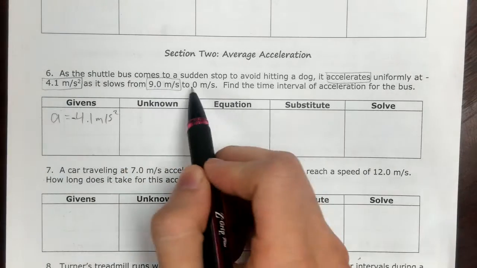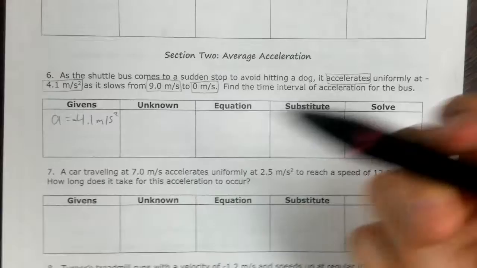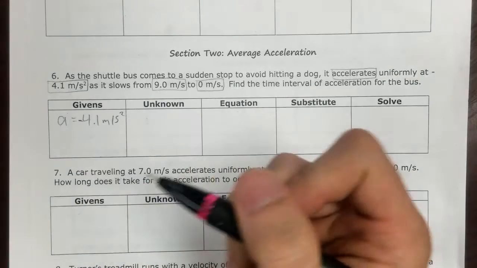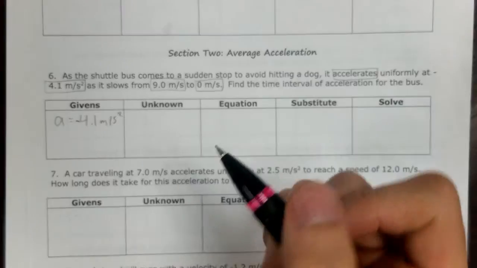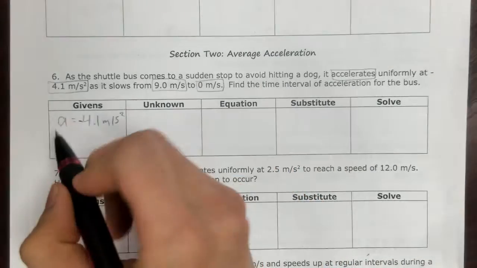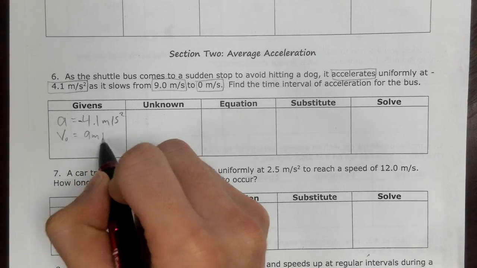Okay, slows from 9 meters per second to 0 meters per second. Alright, so you know how normally initial is 0? You have to think about this real quick. What's the initial velocity here? Yeah, it's 9, right? Because that's the initial velocity. Very good. V naught goes to 9 meters per second.